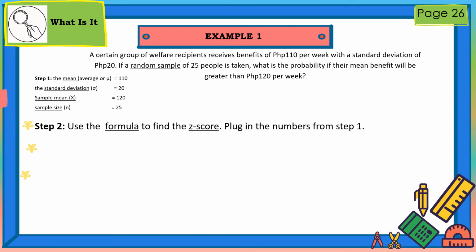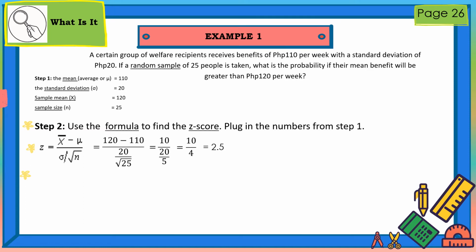For step 2, use the formula to find the z-score. So plug in the numbers from step 1. So we have the formula, and substituting the values, we have 120 minus 110 divided by 20 over the square root of 25. So we have 10 divided by 20 over 5. So we have now the final answer, that is z equals 2.5.